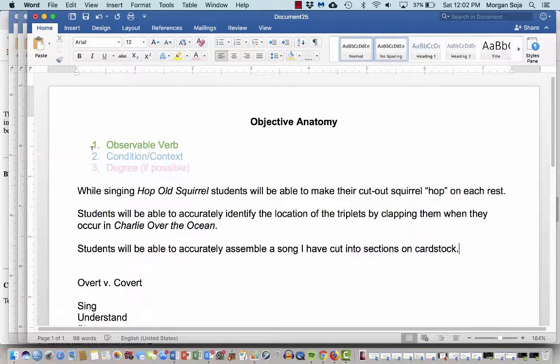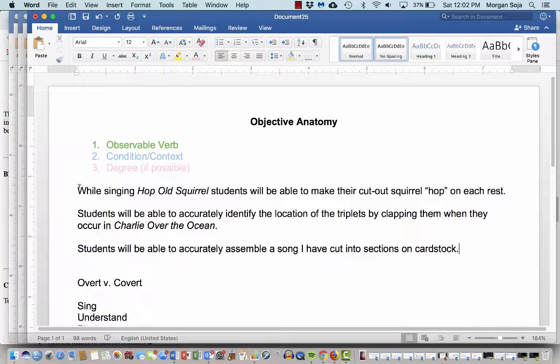So most objectives have three portions. They have an observable verb, a condition and/or context, and then sometimes they have a degree, if it's possible. Sometimes it doesn't make sense to have it. We'll talk about that in a second. So let's look at some sample objectives.